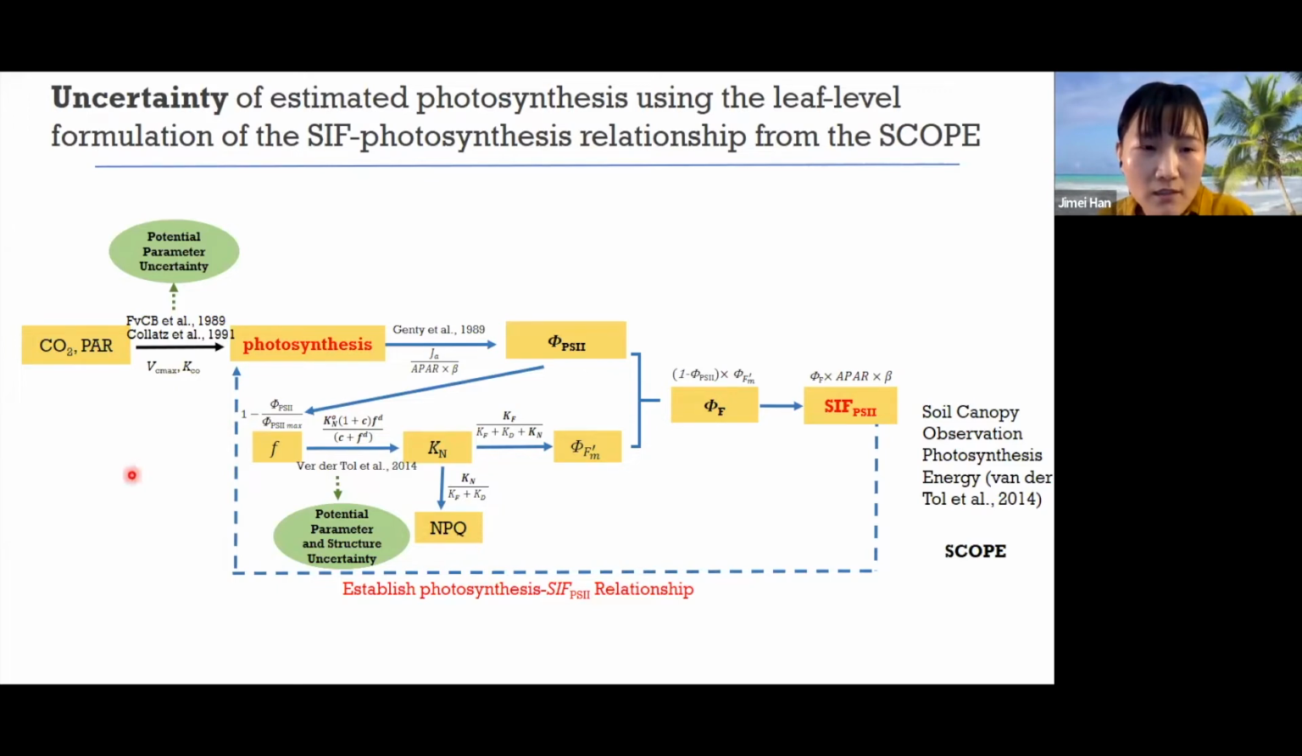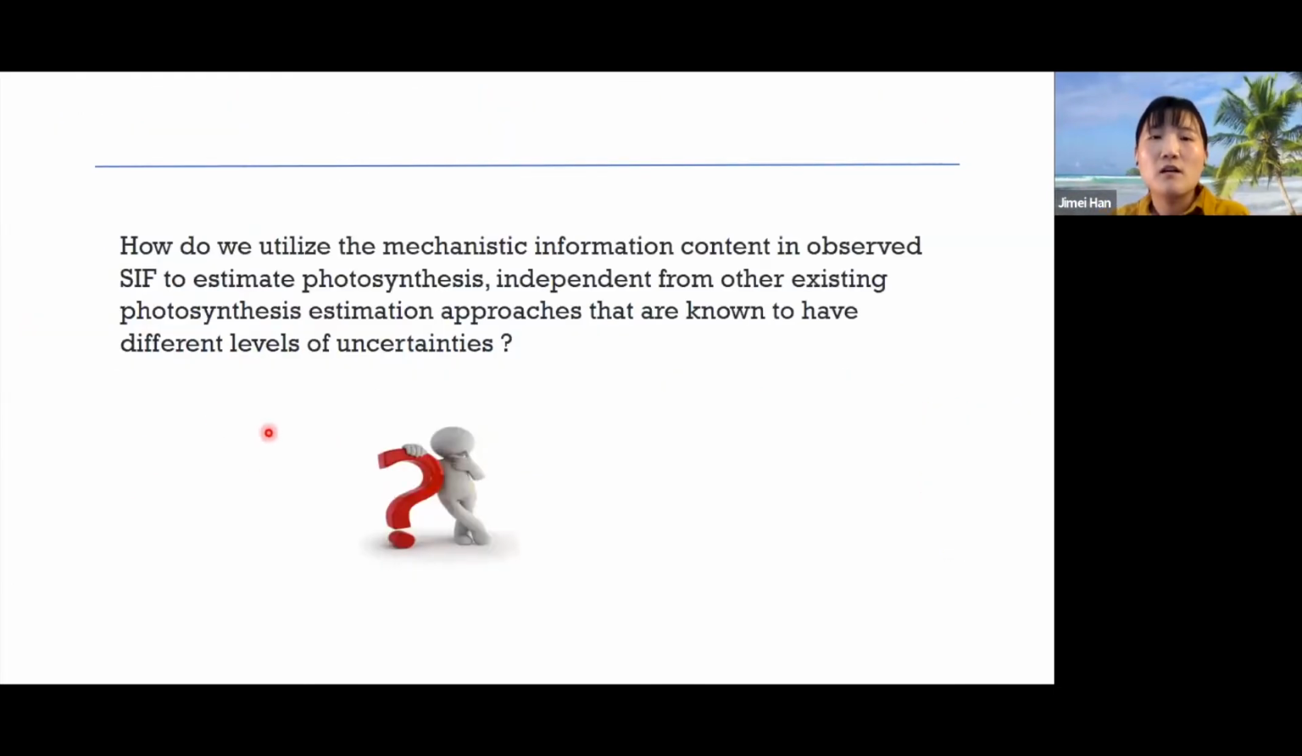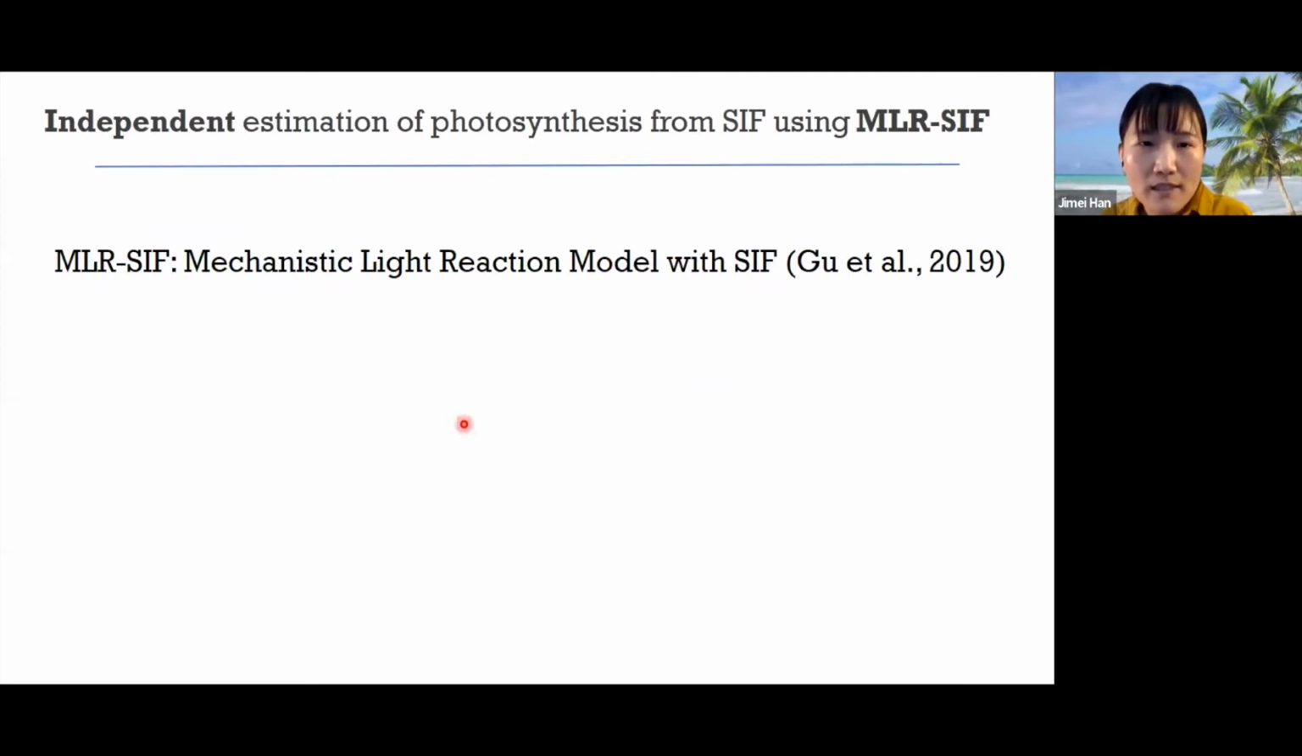So based on these uncertainties from both the observational and the modeling side, we were thinking about how we should utilize the mechanistic information content in observed SIF to estimate photosynthesis independent from the existing photosynthesis estimation approaches that are known to have different levels of uncertainties. So here we have a mechanistic light reaction model with SIF. This model is established from a theoretical relationship between SIF and photosynthesis with the actual electron transport rate as a bridge.